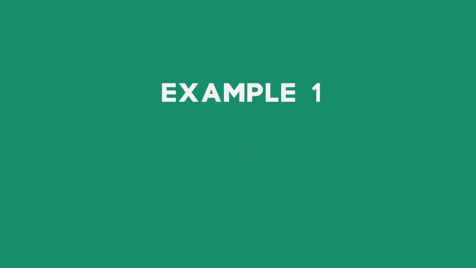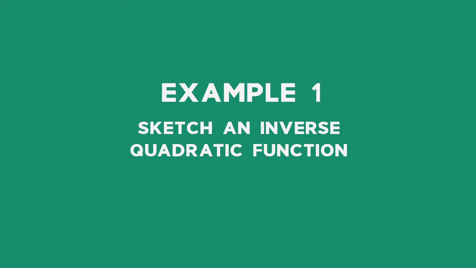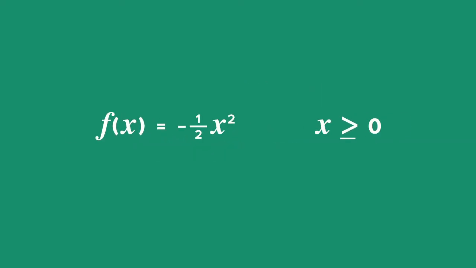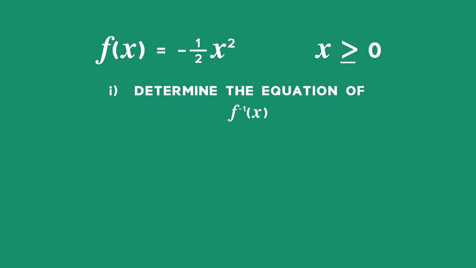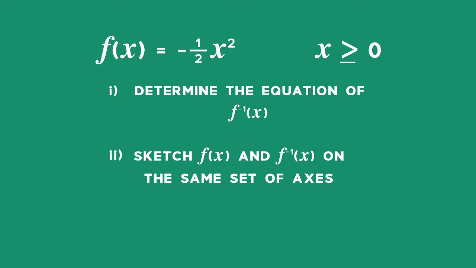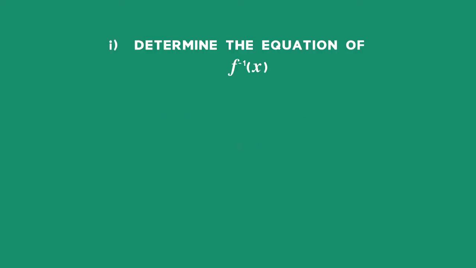Example 1. Sketching an inverse quadratic function. Given f of x equals minus a half x squared and x greater than or equal to 0, determine the equation of the inverse of f of x and sketch f of x and its inverse on the same set of axes. To find the equation of the inverse, we can write the function as y equals minus a half x squared and swap x and y. So x equals minus a half y squared.